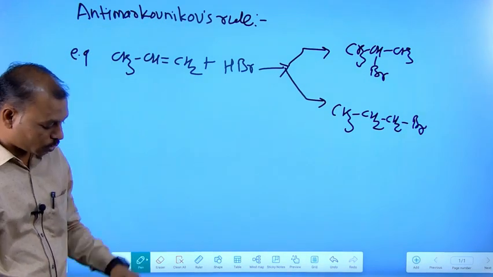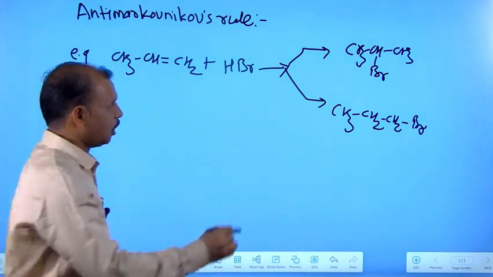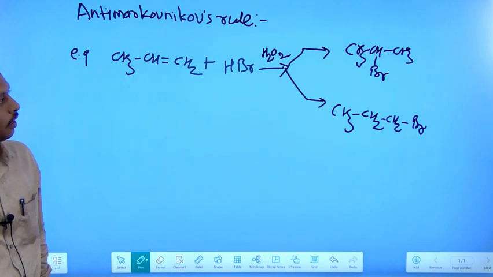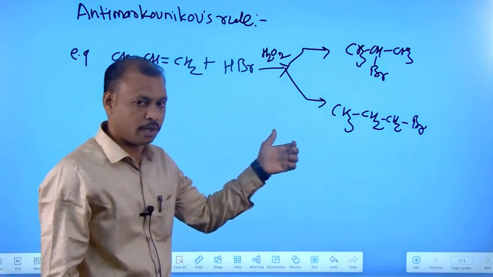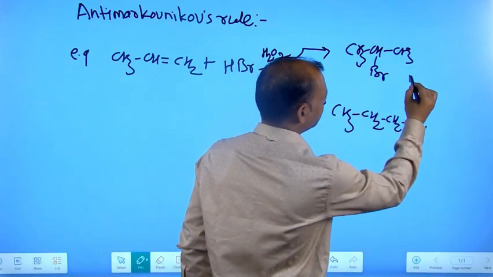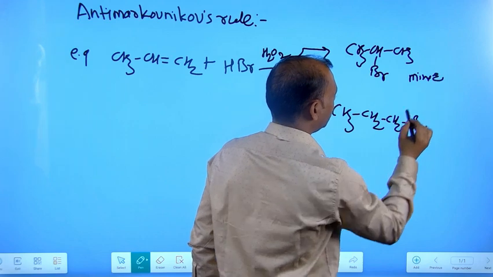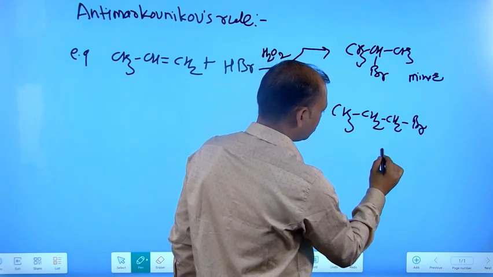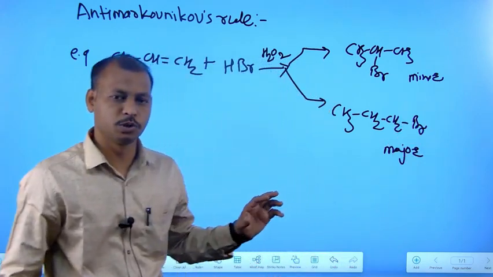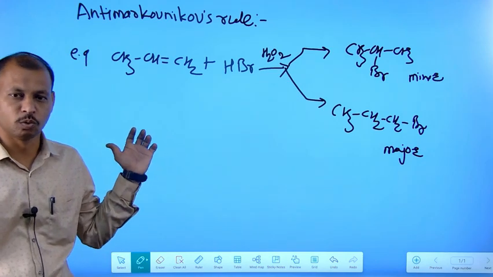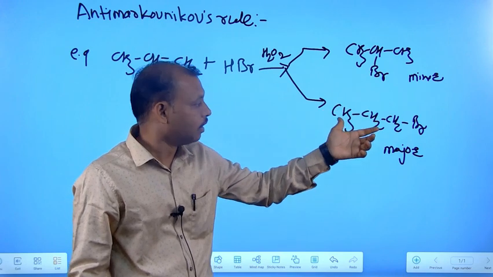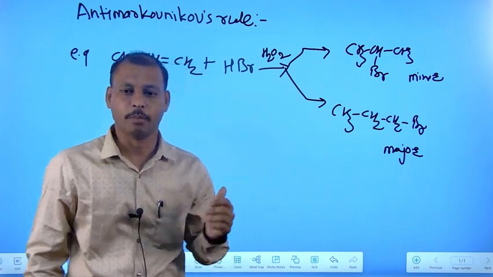In case of the anti-Markovnikov rule, all conditions are the same, but along with HBr we have to use hydrogen peroxide, and because of that we get two products, 2-bromopropane as well as 1-bromopropane. In this anti-Markovnikov rule, 2-bromopropane is obtained as a minor product, while 1-bromopropane is obtained as a major product. It is exactly opposite to the Markovnikov addition rule, and therefore we get 2-bromopropane as a minor and 1-bromopropane as a major product.